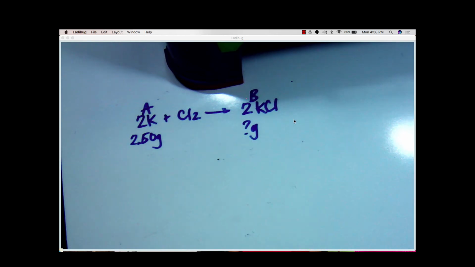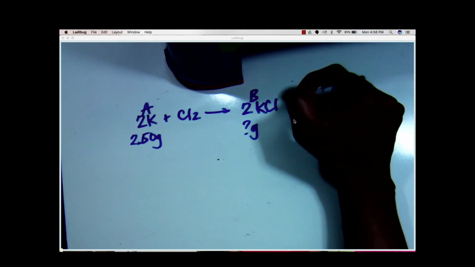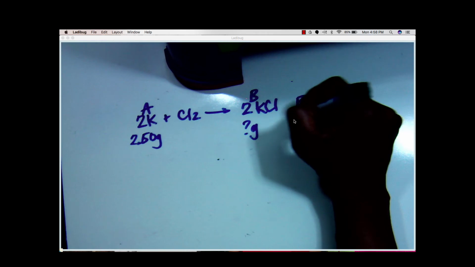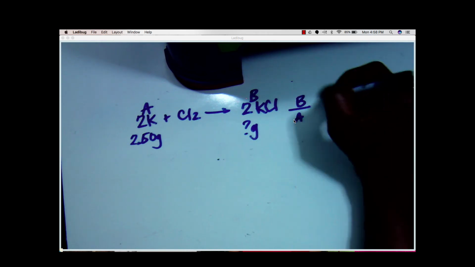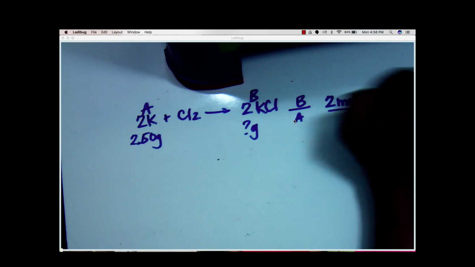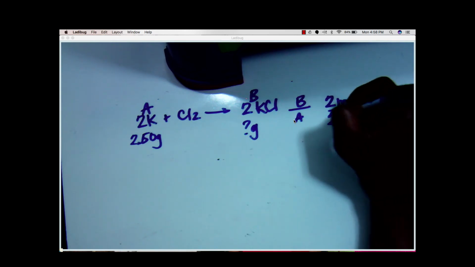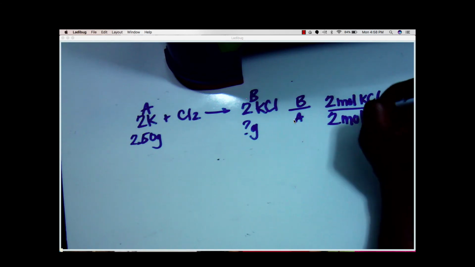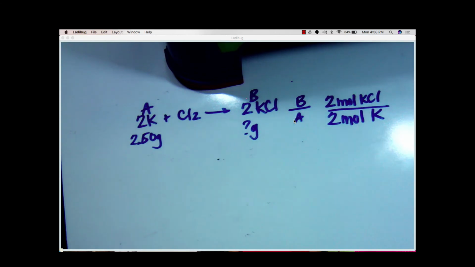With all reaction stoich problems, you're going to have to make sure you identify the mole ratio. So if we set up our mole ratio as B over A, then it's going to be 2 moles of potassium chloride over 2 moles of potassium. Now that you have the mole ratio set up, let's go ahead and begin solving the problem.